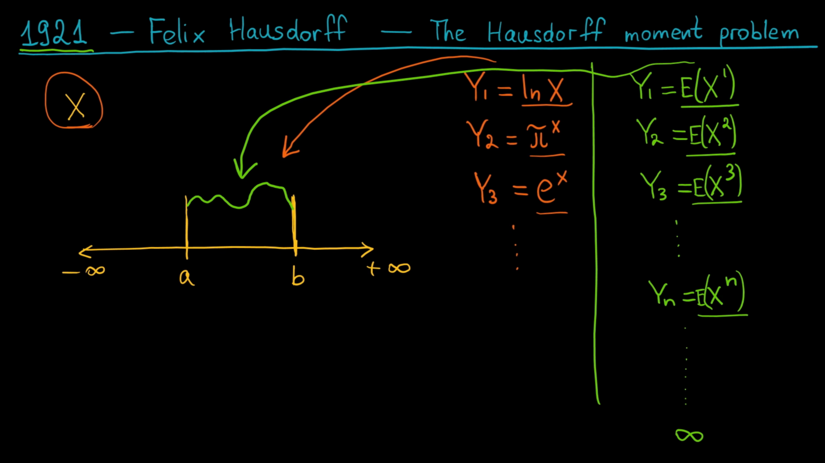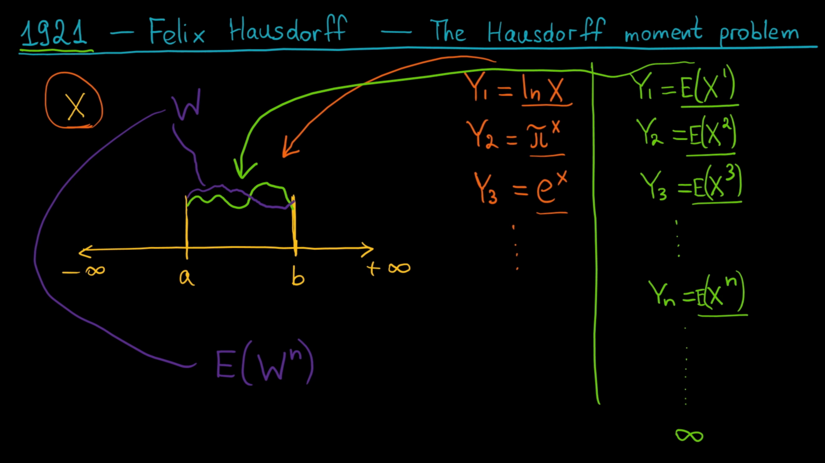This is absolutely incredible. We could have drawn another PDF here in purple, and this one corresponds to a random variable W. Well, the infinite sequence of moments of W, the infinite sequence of raw moments, would fully encode that PDF we just drew.